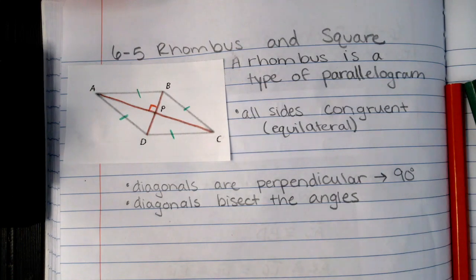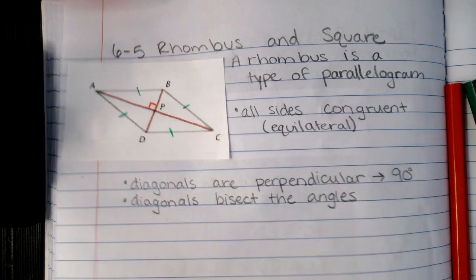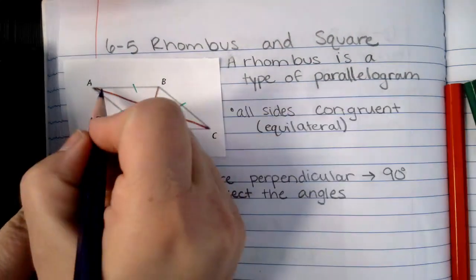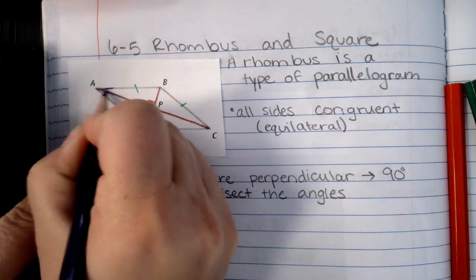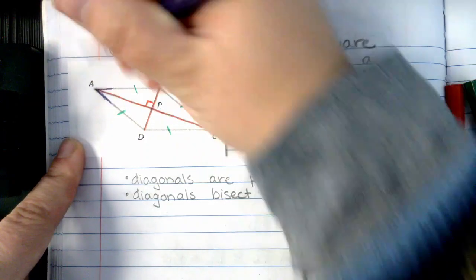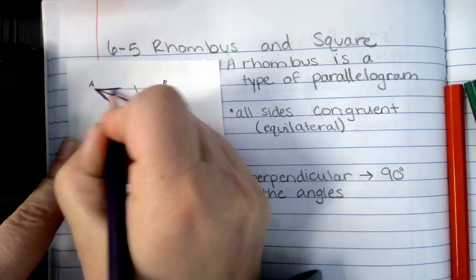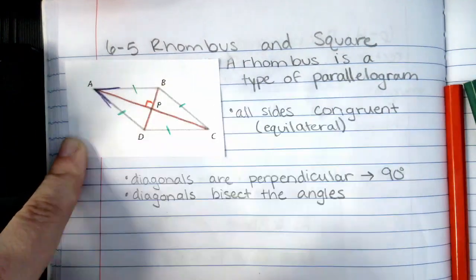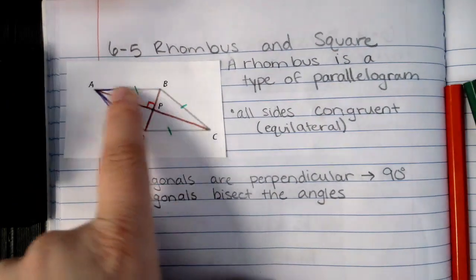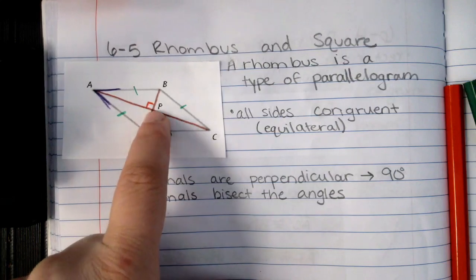So when we look at these angles, I'm going to look at angle A first. So angle A of the rhombus would be this whole angle, BAD. But that red line cuts that angle right down the middle. So those two smaller angles, BAP and PAD, are going to be congruent. So this angle here will be congruent to this angle here.